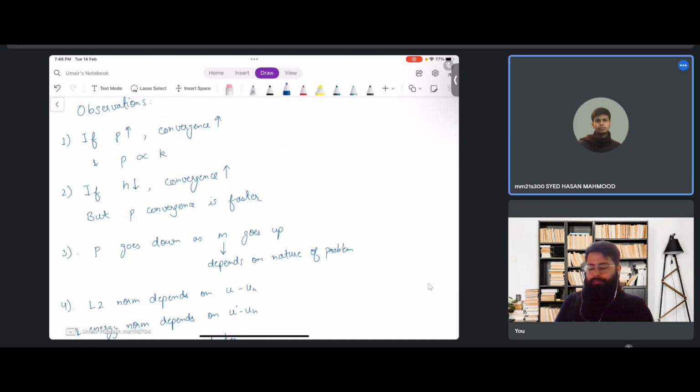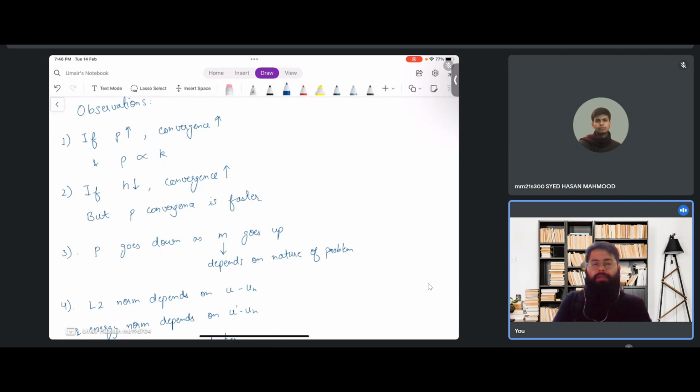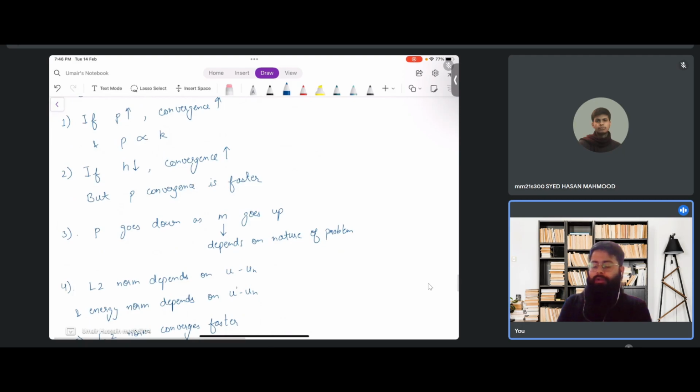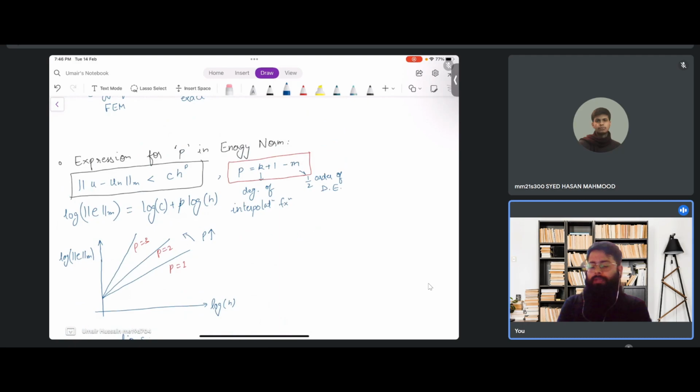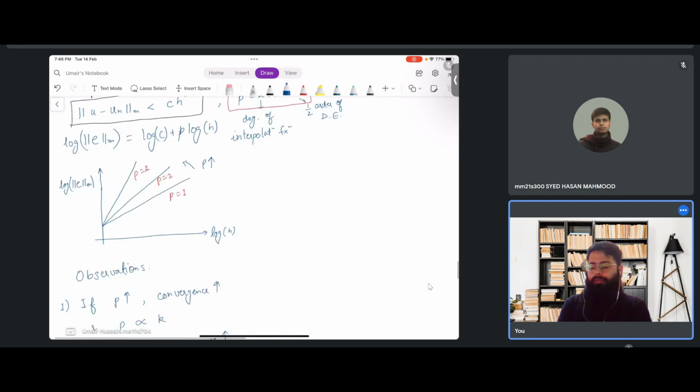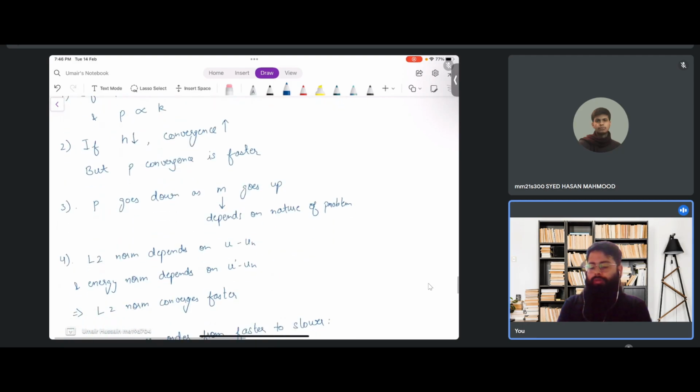Okay, thanks, Anil. So then we have the third observation that P goes down as M goes up. So of course, if we have a more complicated higher order problem, we have a slower convergence, right? With a higher order differential equation, we can see from this expression that as M increases, P goes down and convergence is slower.